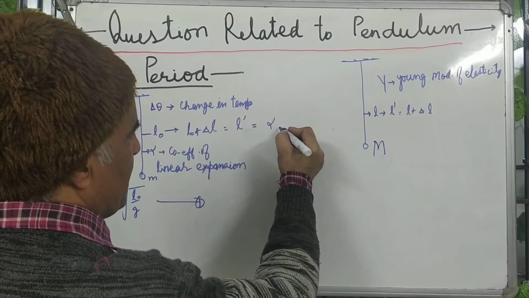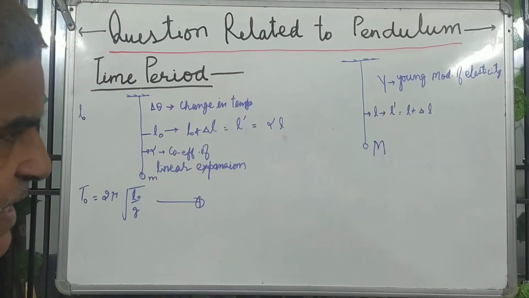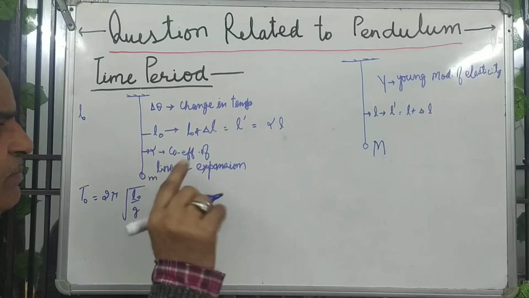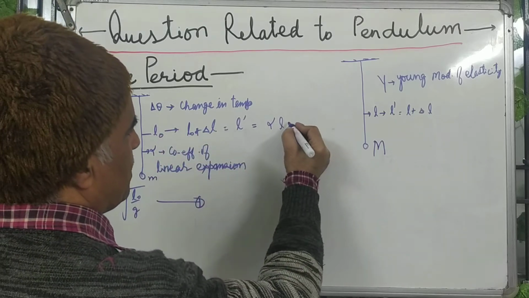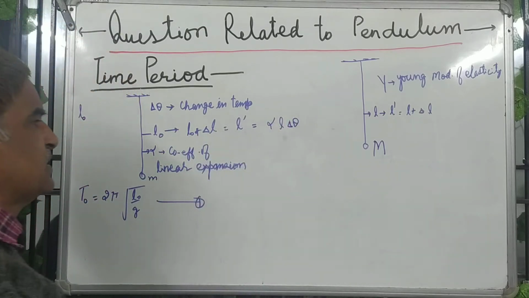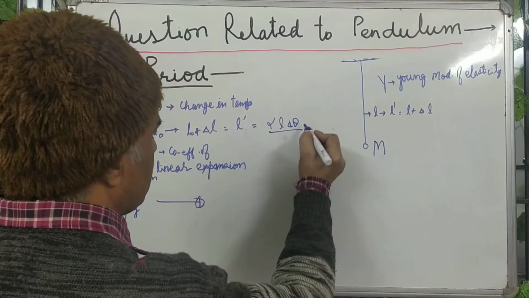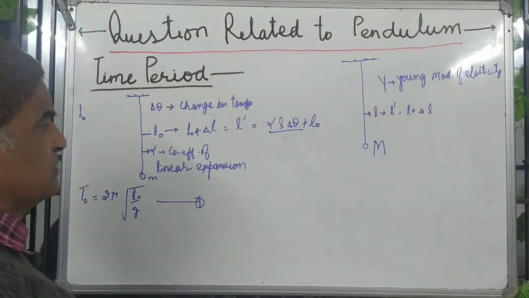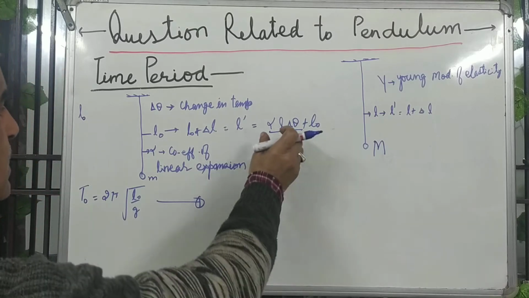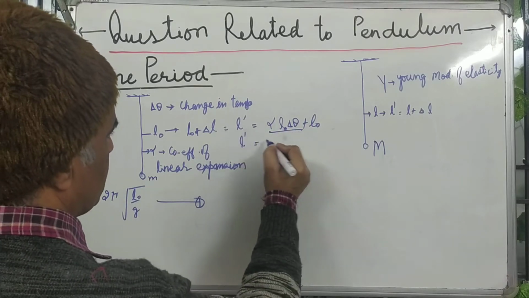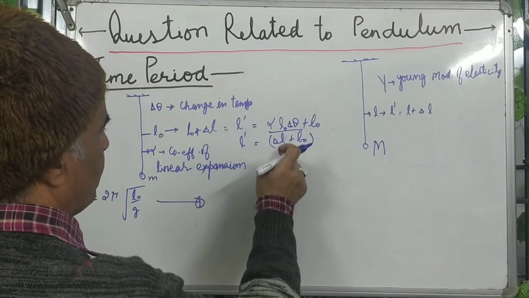This is the increase in length per unit length and per unit change in temperature. Alpha is the change in length per unit length and per unit change in temperature, multiplied by delta theta, the change in temperature. So L dash is the increase in length plus L naught, the initial length. This increase is delta L, so you may write L dash equals delta L plus L naught, and this gives the value of delta L.